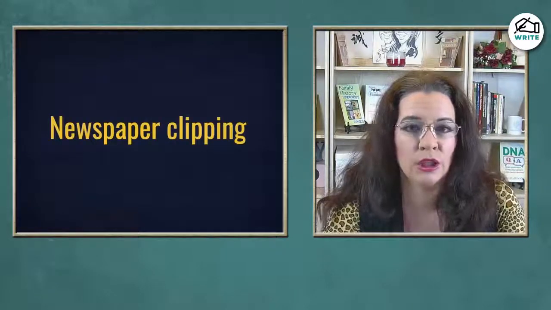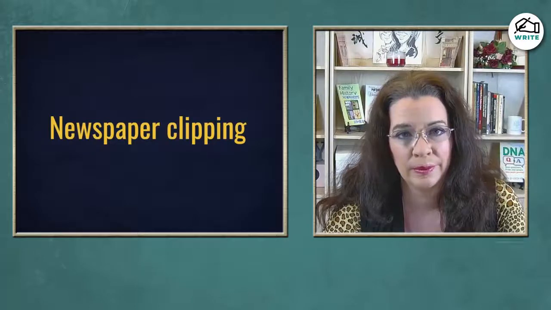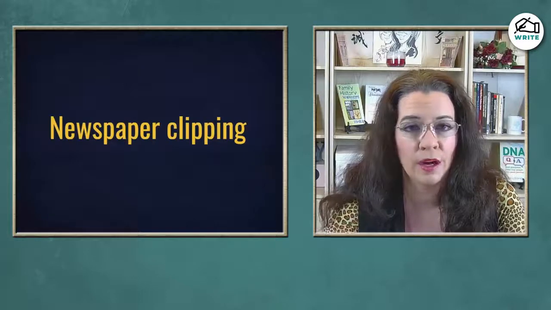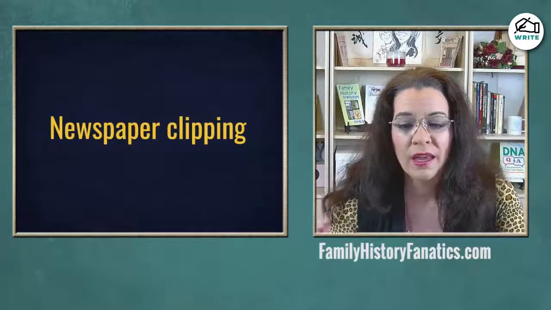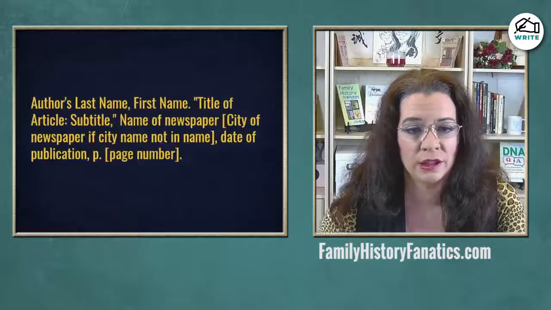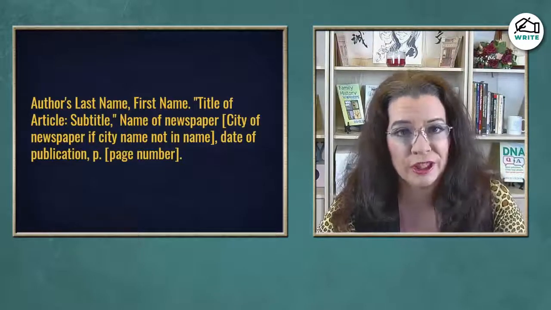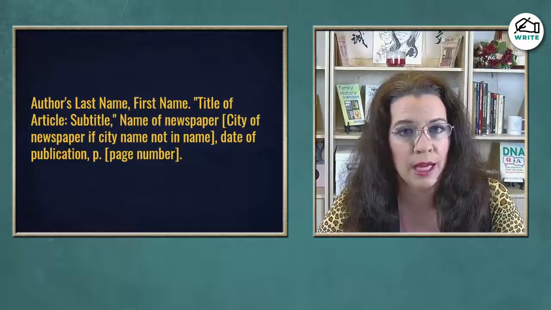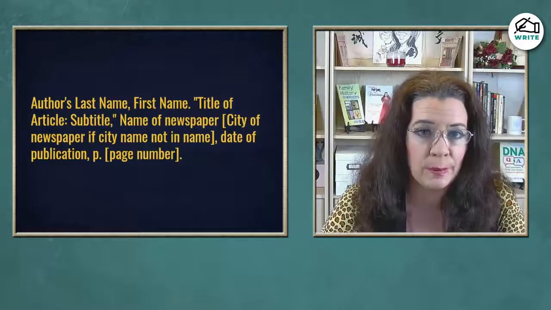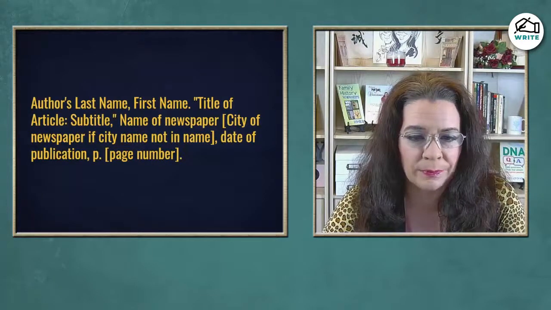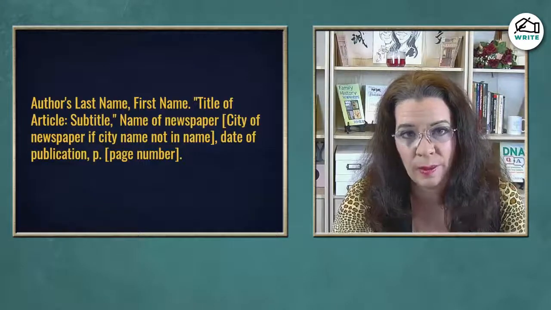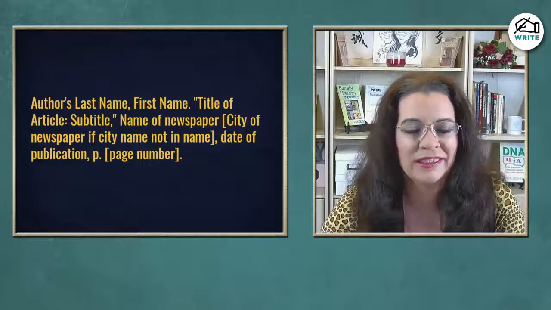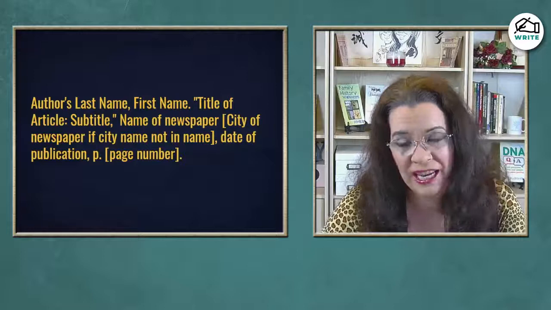So the first thing we need to do is find a source citation template for a newspaper clipping. And the templates you will discover are going to be over on our blog, familyhistoryfanatics.com. But a newspaper clipping template looks very much like this. You have the author's last name, first name, title of the article, colon, a subtitle. Then you have the name of the newspaper, the city of the newspaper, if the city is not named in the newspaper. So Houston Chronicle, you wouldn't have to put Houston again, but you could. And then the date of the publication and a page number.